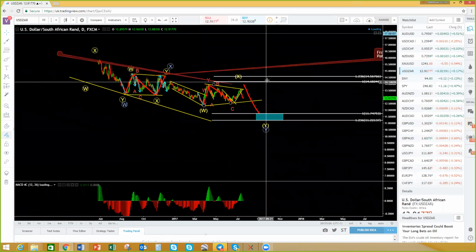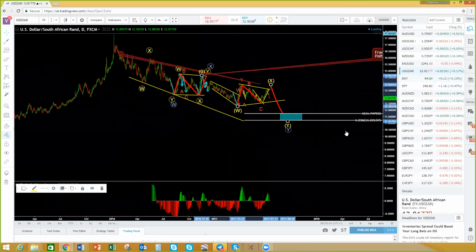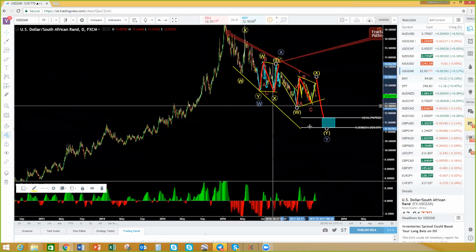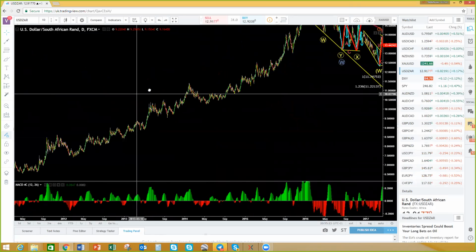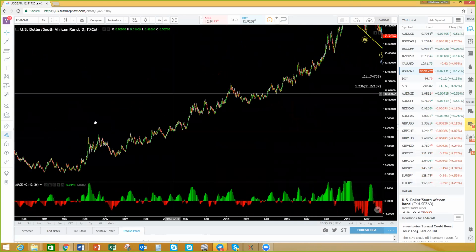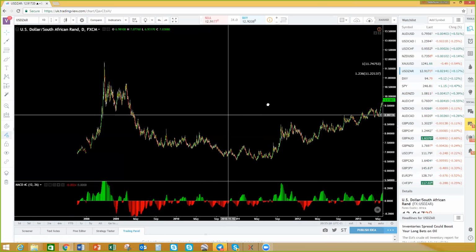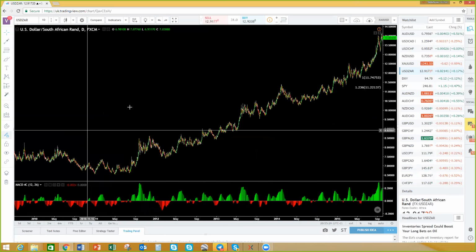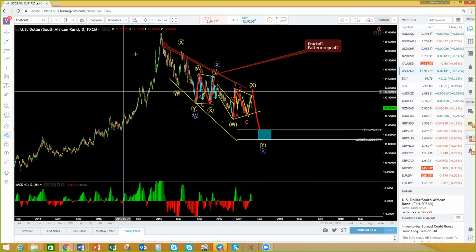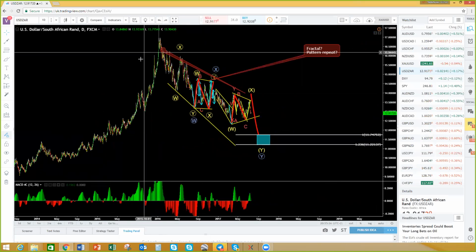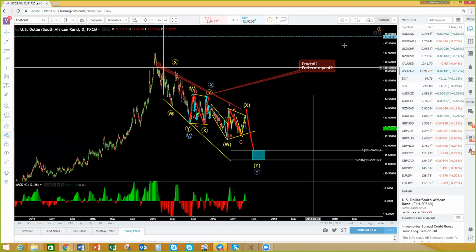Let's try to clean it up a bit so that it doesn't get so congested. So this pair, first of all, let's look at the impulse before we look at this mess that's going on here. Ever since we know US dollar ZAR, all the way since 2008 from the 1990s, this pair has never dropped until January of 2016. That is the only time where US dollar ZAR started dropping.